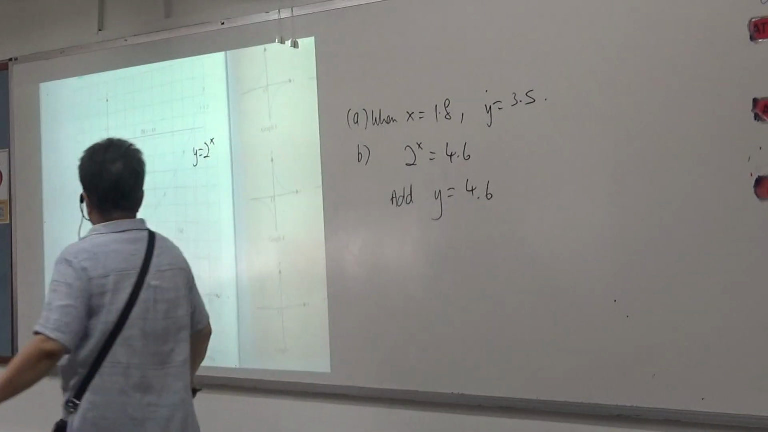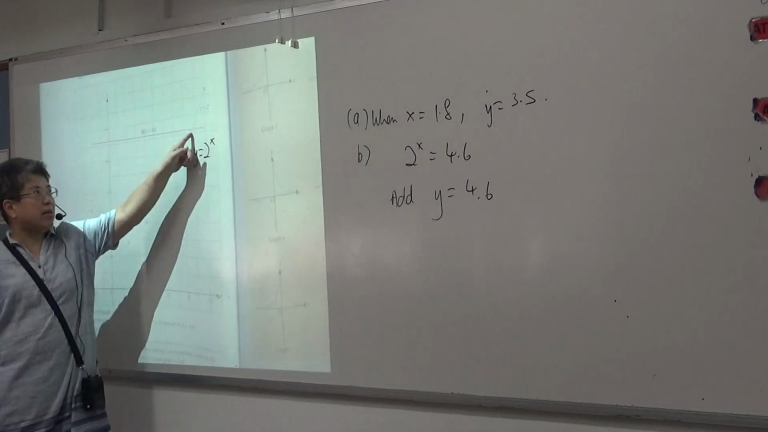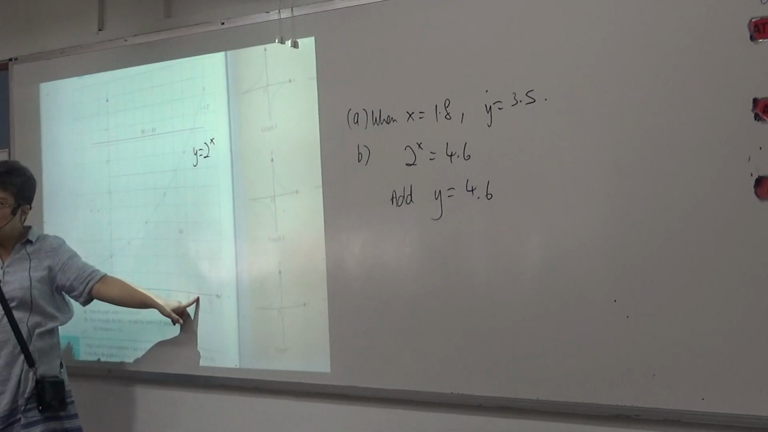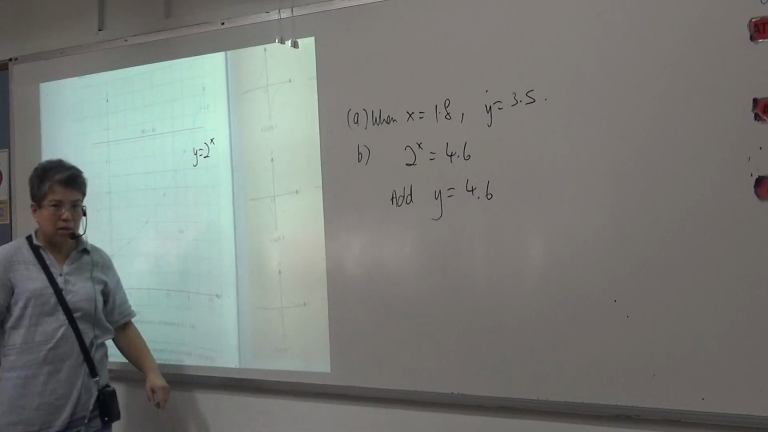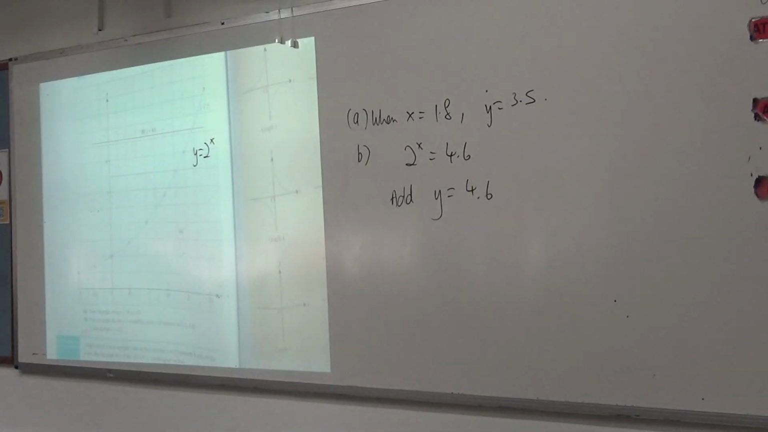Correct now? So can you see they're going to look for y = 4.6, they draw a line, then they get the intersection, they will get this point. Can you see that? Okay, so the answer from the graph in the textbook is 2.2. Can you see or not? Can you see that the answer for x is 2.2? Yes. Can you see what I'm talking about here?